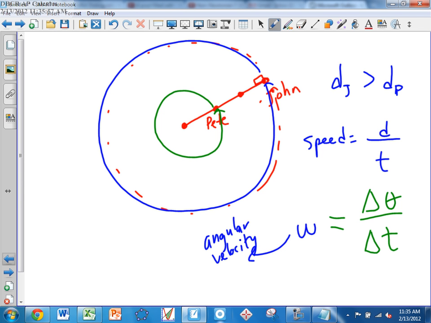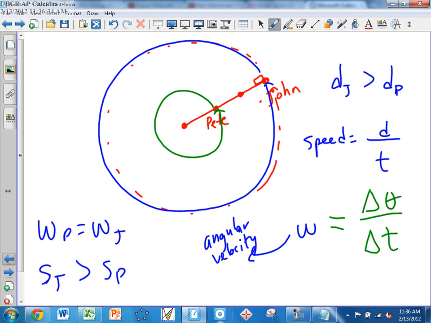Now, it's key to notice that it doesn't matter as a bug where you are on the track. If you're in the inner track or the outer track, you still go 360 degrees. It does not matter. So the angular velocity for Pete is equal to the angular velocity for John. Again, they have the same angular velocity because they've both gone 360 degrees. But John traveled further. So again, the speed of John is greater than the speed of Pete.